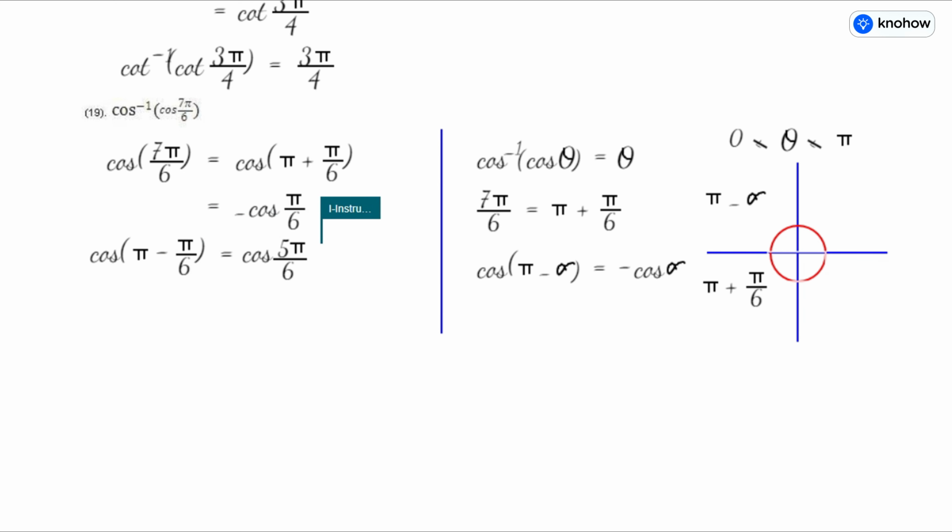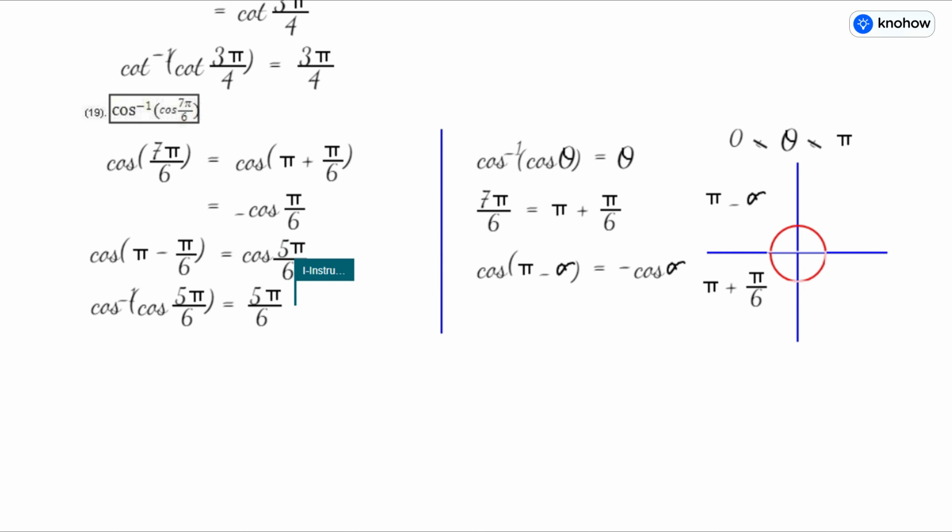And now this 5 pi by 6 very much lies in the required interval, that is 0 to pi. So coming back to the main question, we get cos inverse of cos 7 pi by 6, which may be written as the same as cos 5 pi by 6. So we get the answer 5 pi by 6, of course using the property cos inverse of cos theta is theta.